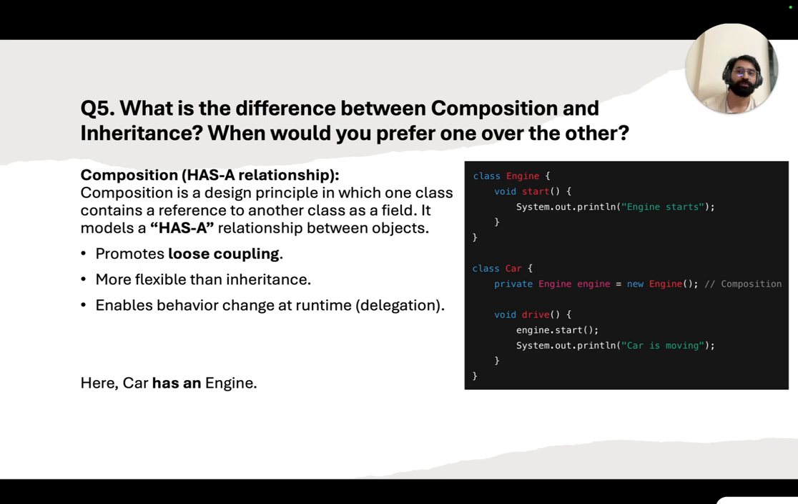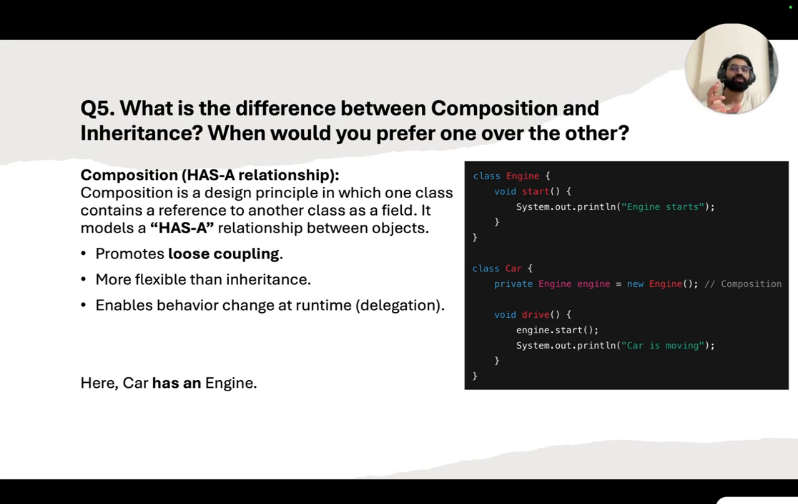Now let's see composition. Composition is a has-a relationship. Here you can see there is an Engine class which has a method start, and we have a Car class where we create the object of the Engine class, and then we have a drive method where we call engine.start. So composition is a design principle where one class contains a reference to another class. Here a Car class has a reference to the Engine class, and with this we can call the methods of the Engine class. So it means a car has an engine, so this is a has-a relationship.